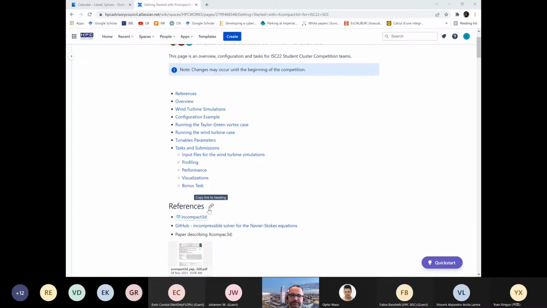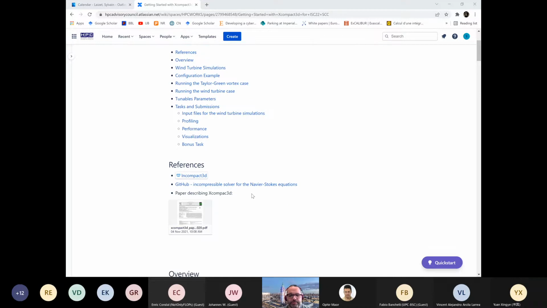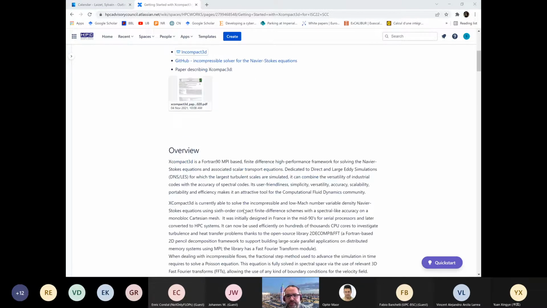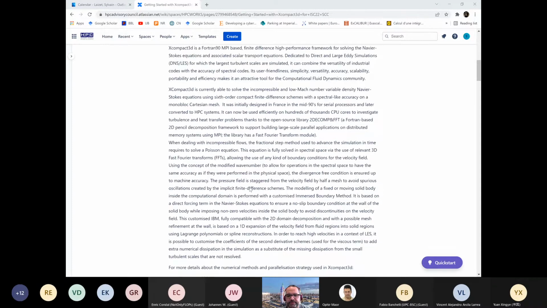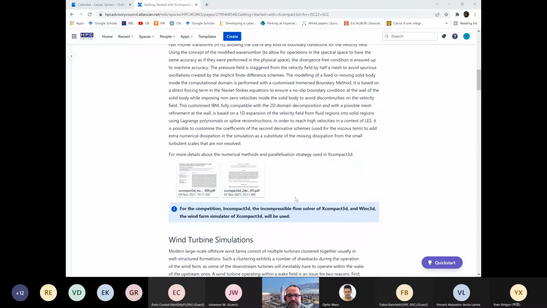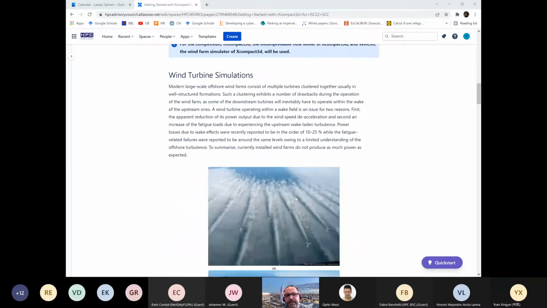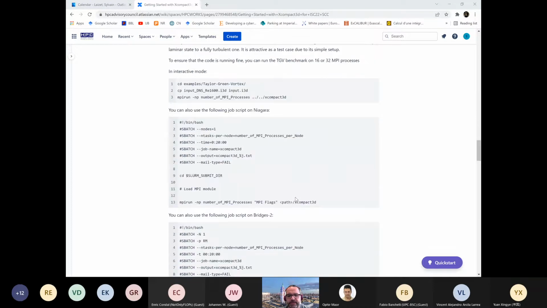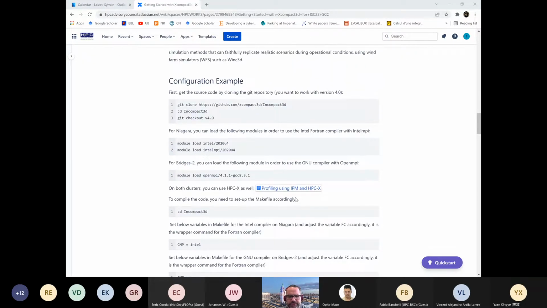There are different sections. If you're interested to know more about the code, you find the GitHub. You can find the website and a paper describing Xcompact3D. This is an overview of the solver with two papers presenting the numerical methods. There is a little bit of background information about the wind turbine simulation, basically, and of course some information about how to download the code and compile it.